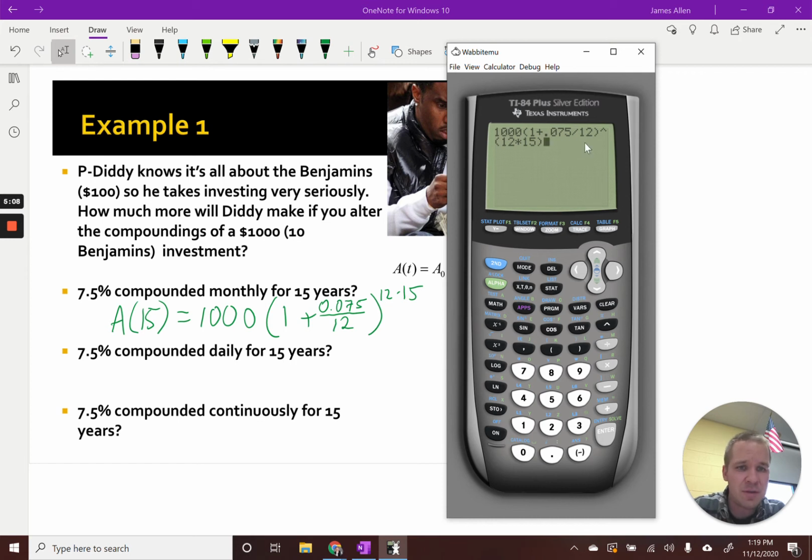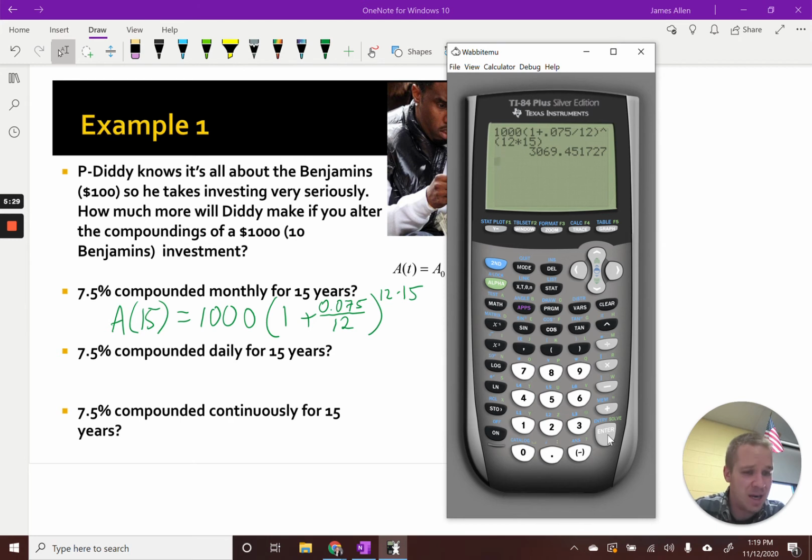I don't need to put parentheses around the division here because division is going to take precedence over the addition of 1 plus that. So if I hit enter here, that'll tell me how much money that account's going to be worth after 15 years, sitting at 7.5% interest compounded monthly. Wow, that's substantial, right? That's more than triple the initial investment.